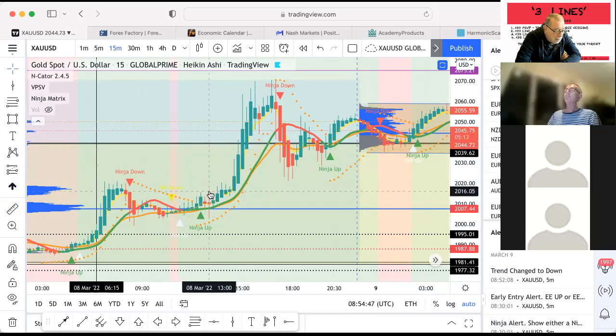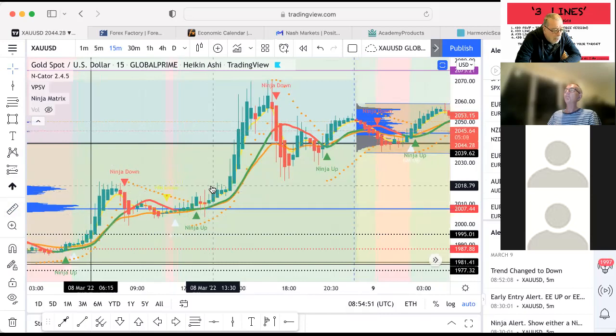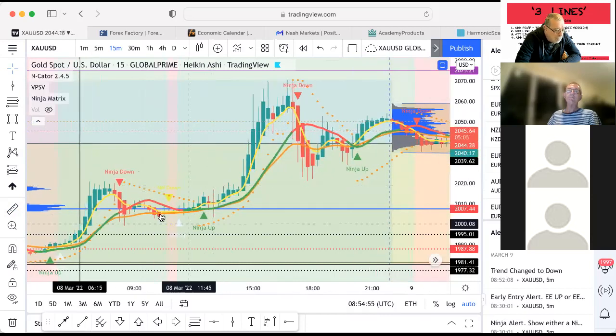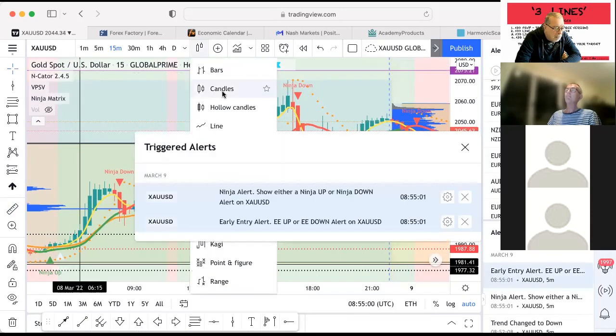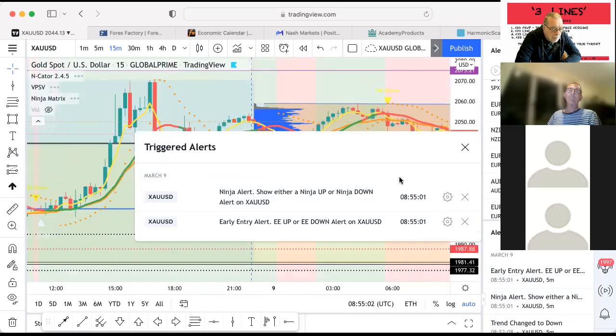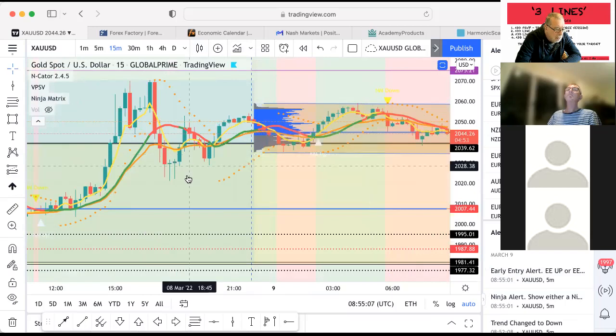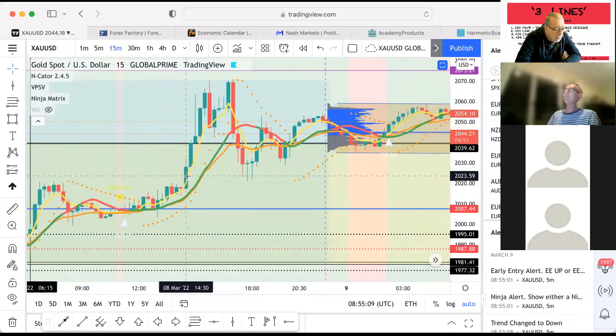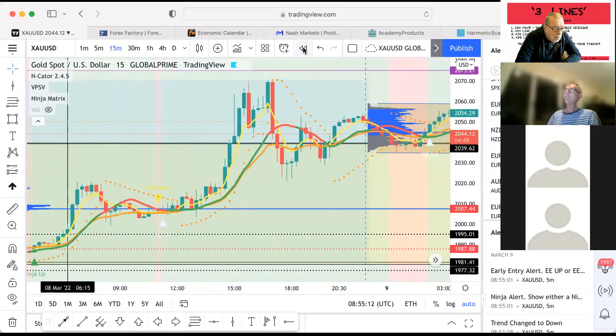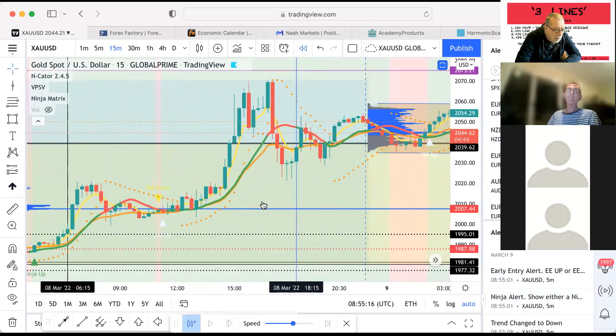Then I came onto my session and started looking at this. And I believe what I said was, if I take off the Heikin Ashi candles, I can demonstrate this. All right, so take off the Heikin Ashis, and if you've got a paid for version of TradingView, you can use this handy tool.